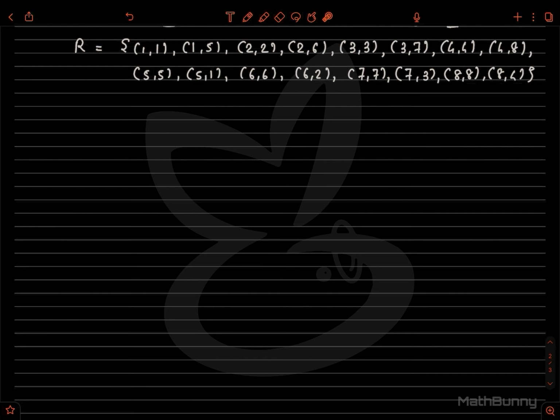Now we are supposed to draw the diagram representing this relation R. Here you can see 1 is either connected to itself or it is connecting to 5. And similarly, 5 is connecting to itself and it is connecting to 1. So, to represent these elements, we will draw two circles like this, 1 and 5. Here, 1 is connecting to itself, so it will have a self loop like (1,1). And to represent (1,5), we will draw a line starting from 1 and it will end at 5.